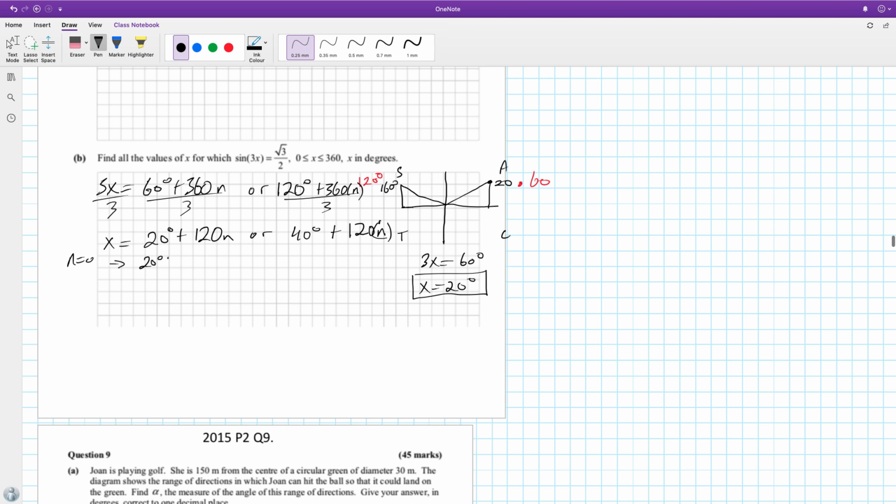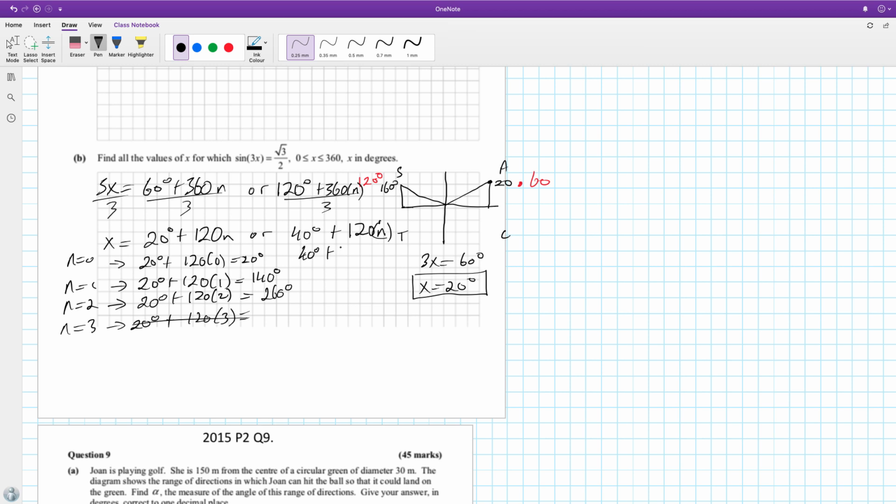Right. n is equal to 0, therefore it's 20 degrees plus 120 times 0, which is 20 degrees. n is equal to 1, which is 20 degrees plus 120 times 1, which is 140. n is equal to 2, which is 20 degrees plus 120 times 2, which is 240 and 20, which is 260 degrees. n is equal to 3 doesn't work. Too big.